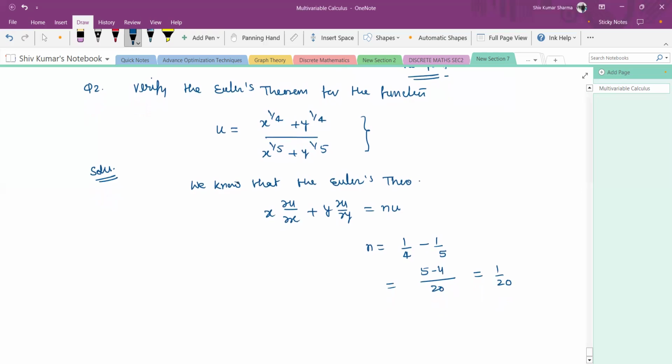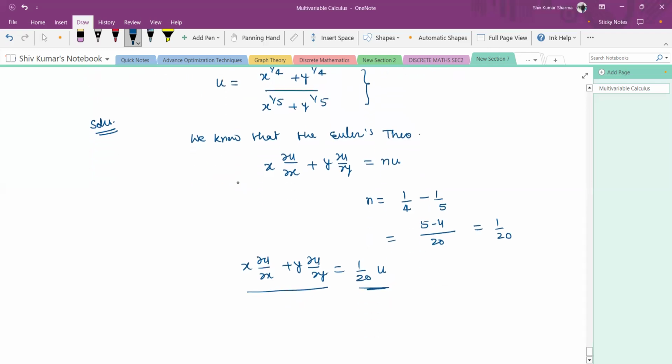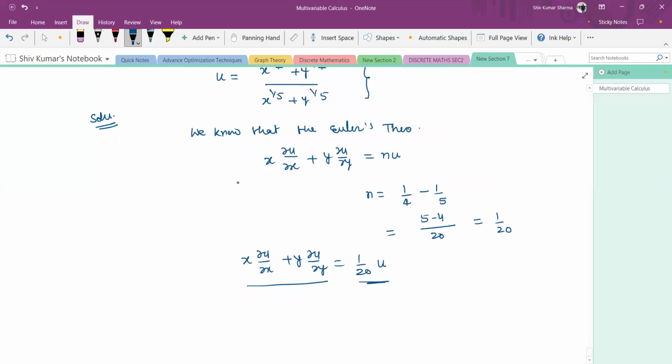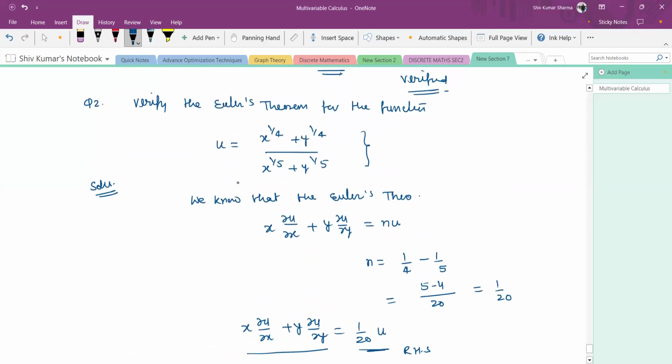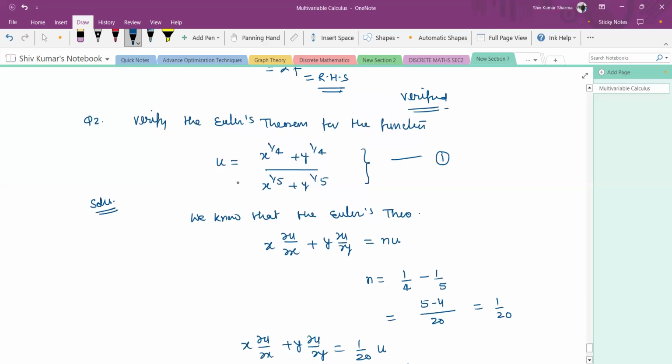So now we put this into the RHS side. So this can be written as x del u upon del x plus y del u upon del y is equal to 1 by 20 into u. Okay, so now we shall prove this. So this is our RHS part, which we have written. Now we take the LHS side, and we prove this is equal to 1 by 20 into u. So now LHS is x del u upon del x plus y del u upon del y. Okay, so now we give equation number 1 to this given equation.